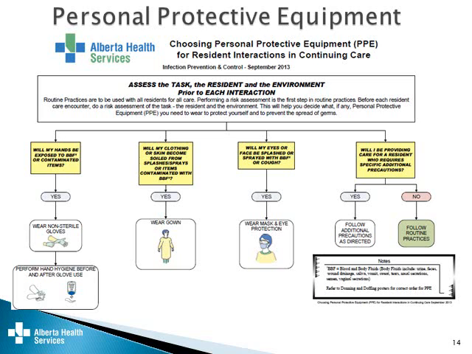Infection prevention and control best practice protocols for continuing care indicate the following practices that should be considered when performing mouth care procedures like brushing of natural teeth, care of gums and soft tissues, all denture care, and oral assessments. Assessing the task, the resident, and the environment. Routine practices are to be used with all residents for all care. Performing a risk assessment is the first step in routine practices. Before each resident care encounter, do a risk assessment of the task, the resident, and the environment.